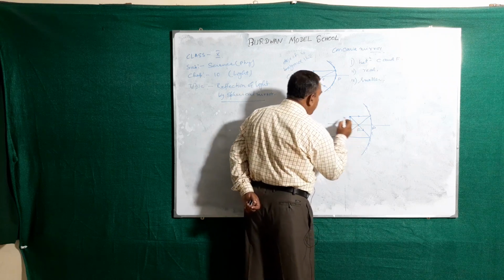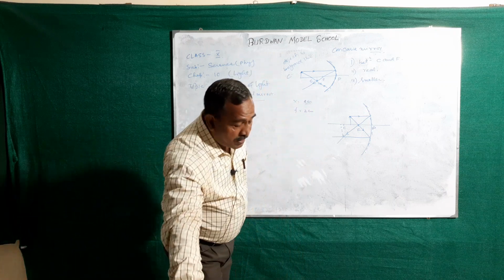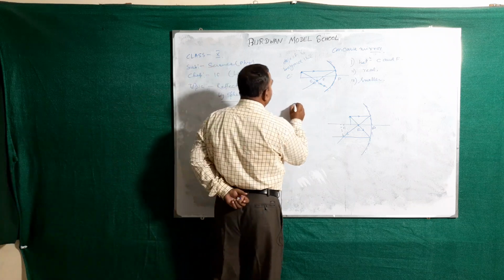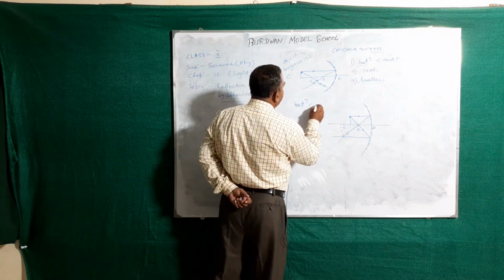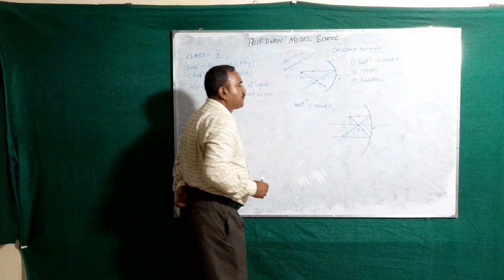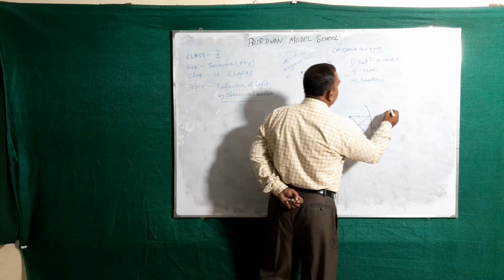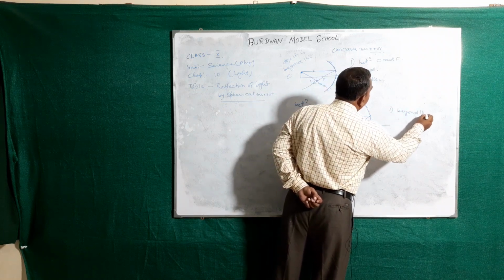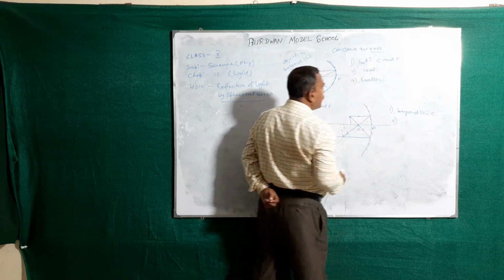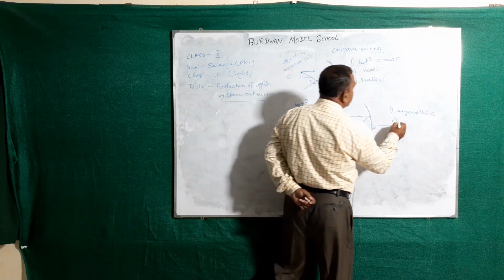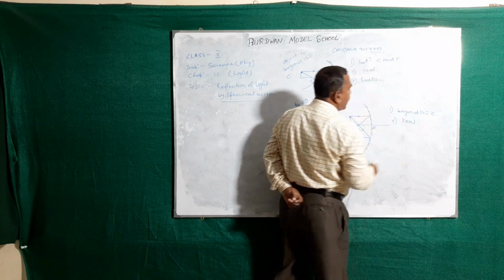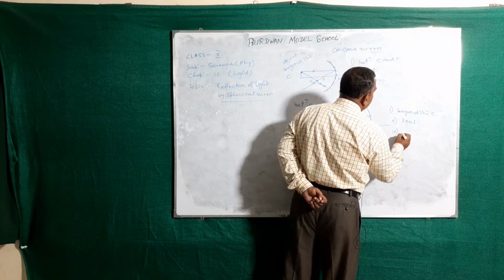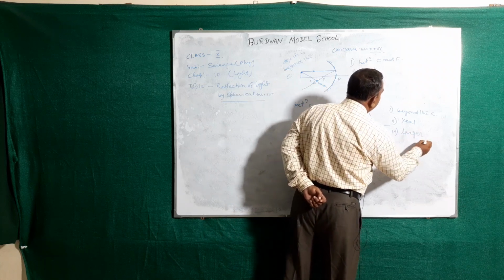If the object is placed in between C and F, where will the image form? The image will form beyond the C. What will be the nature of the image? It will be real and inverted. What will be the size of the image? It will be larger in size.